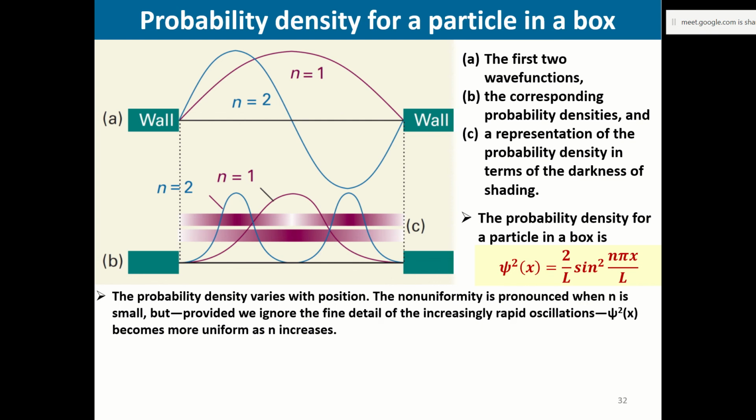So non-uniformity is pronounced when n is small, and later on it becomes more and more uniform as n increases. You can clearly see this.